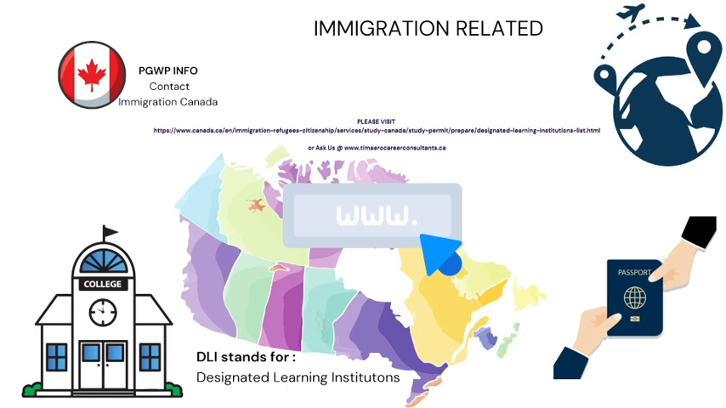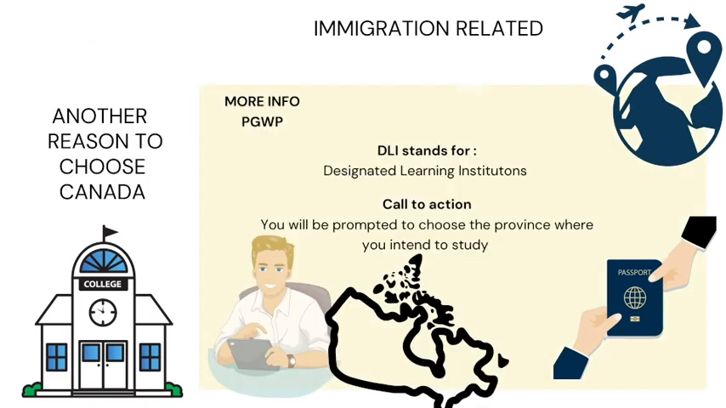DLI stands for Designated Learning Institution. You will be prompted to make your selection from the 13 provinces and territories in Canada. I have also pinned a few helpful links to this video for your convenience.